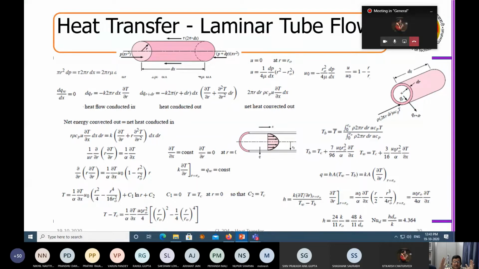Suppose I assume there is a fluid flowing through a pipe, and there is a mass flowing across. Suppose the tube wall is heated at a temperature T, and the liquid is cold. Then there is heat transfer taking place. In that sort of situation, I can do a shell balance.